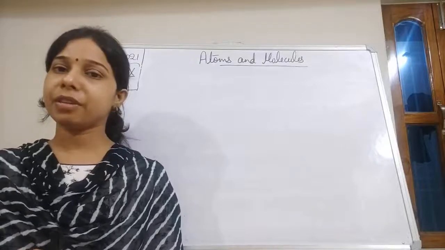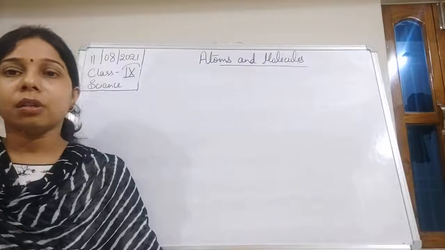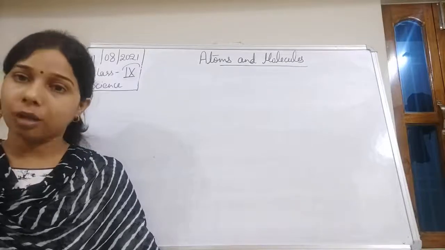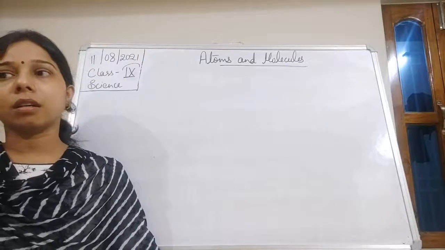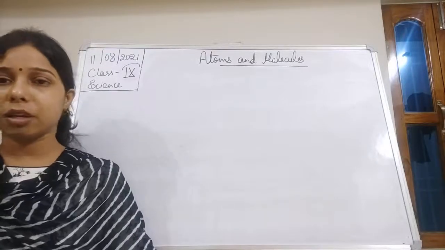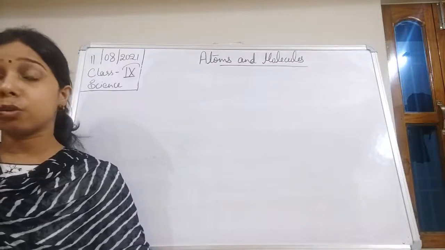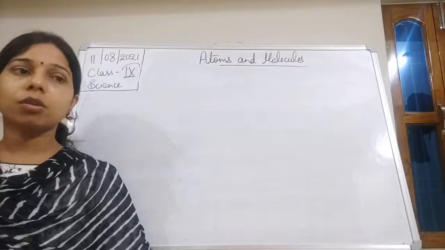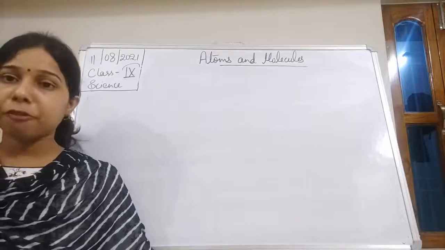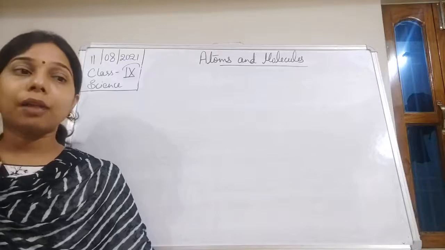So students, in the previous class in this chapter Atoms and Molecules, we were talking about the drawbacks of Dalton's atomic theory, and then we started to understand atoms. We have understood that atoms are the smallest ones. They are measured in nanometers, where 1 meter equals 10 to the power 9 nanometers. So they cannot be seen with a normal microscope, but they can be seen with a special type of microscope called the STM, scanning tunneling microscope.